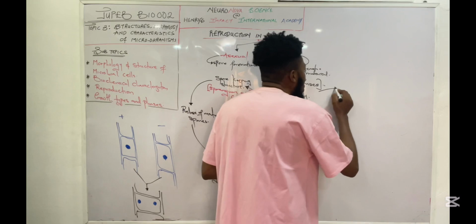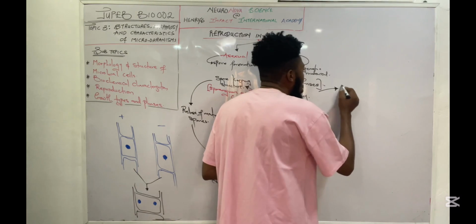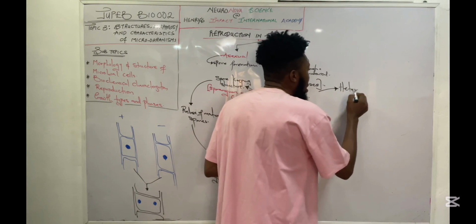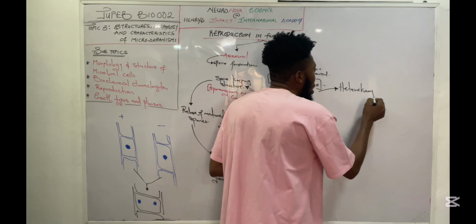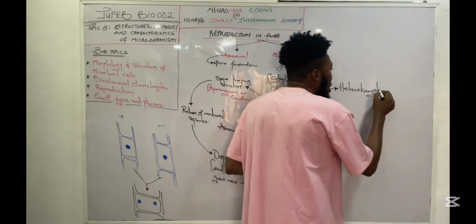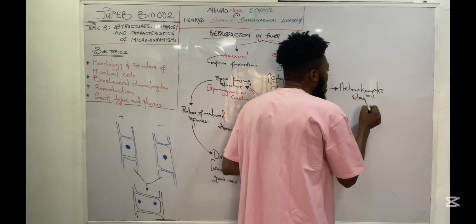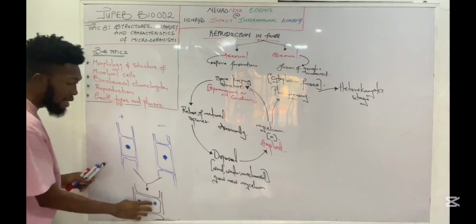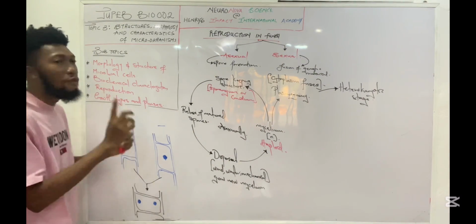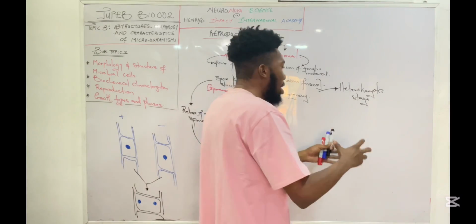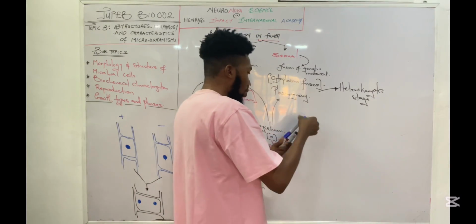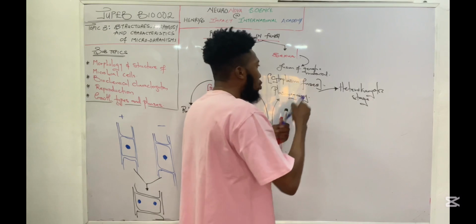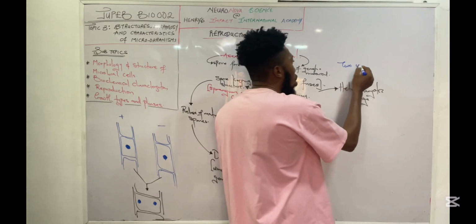Now, it means that plasmogamy will lead to a state in the life cycle that we call what? A state that we call the heterokaryotic stage. So the heterokaryotic stage simply means what? A stage where you now have two unfused nuclei within the same cytoplasm. You get what I'm saying now? So you have two unfused nuclei.